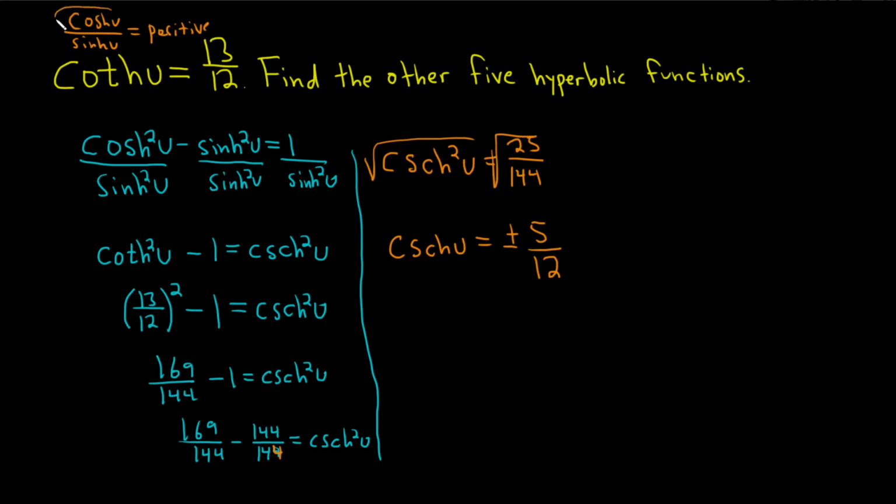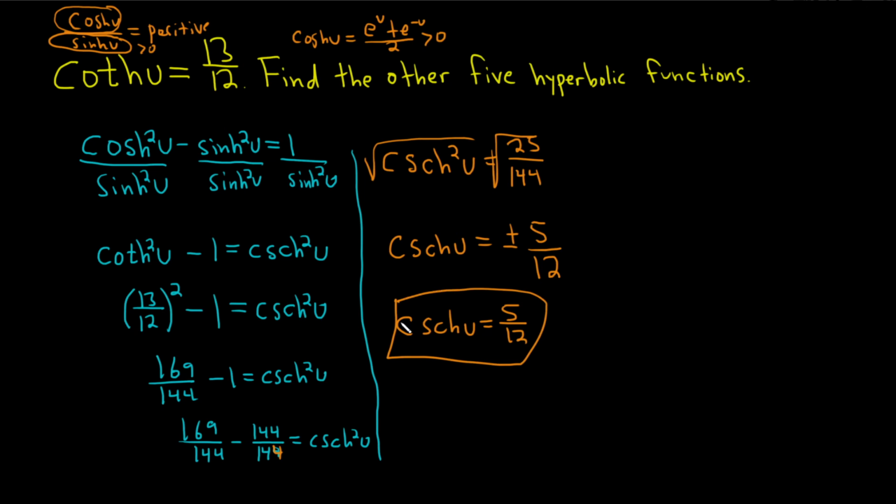The hyperbolic cosine of u is always positive because it is the average of e to the u and e to the negative u. So you're basically adding two positive numbers and dividing by 2, so it's positive. So in this fraction, the numerator is positive and the whole fraction is positive. Therefore, the denominator is also positive. So sinh is positive, but hyperbolic cosecant is 1 over sinh, so it must also be positive. So the hyperbolic cosecant of u is equal to positive 5 over 12.